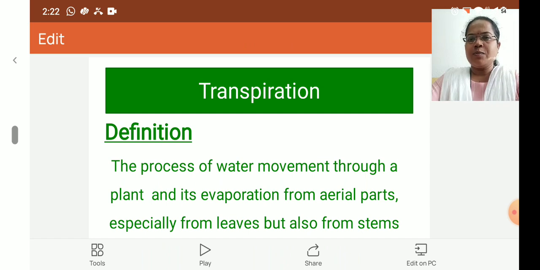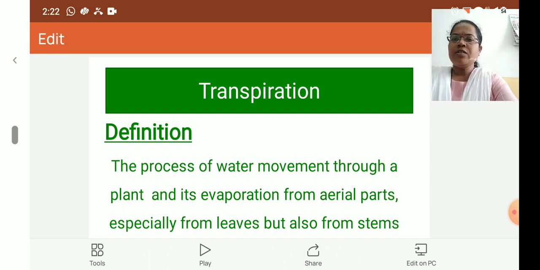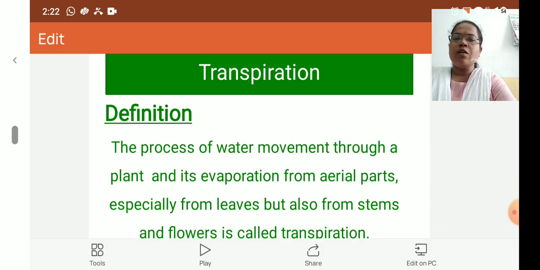So what is transpiration? Transpiration is the process of water movement through a plant and its evaporation from aerial parts, especially from leaves, but also from stems and flowers.